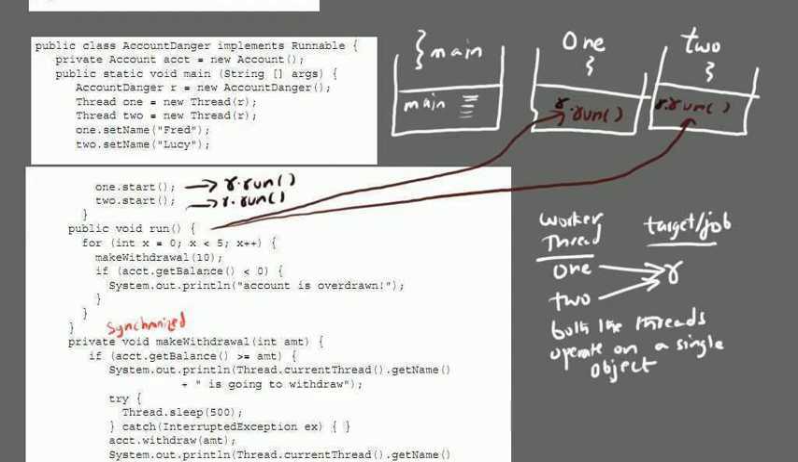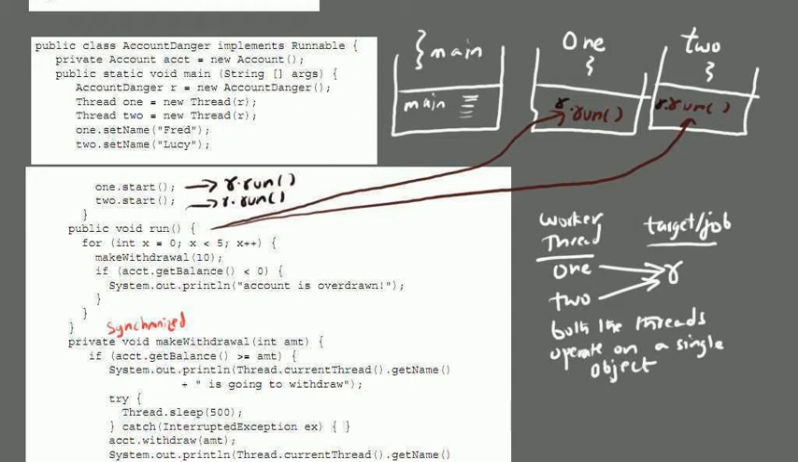this run method, and two would also execute the same run method on the same instance R, right? And then you start both the threads. So when you start both the threads, the same run is executed on the instance R, because that is what you have passed to both the threads.